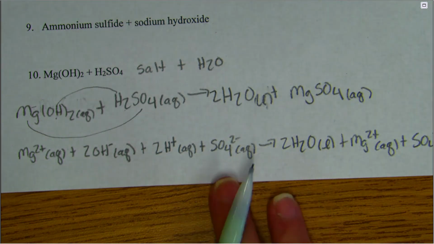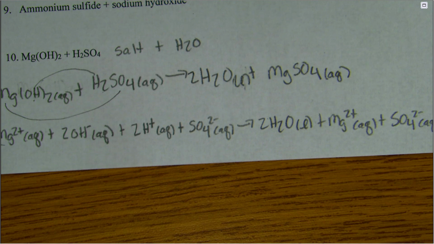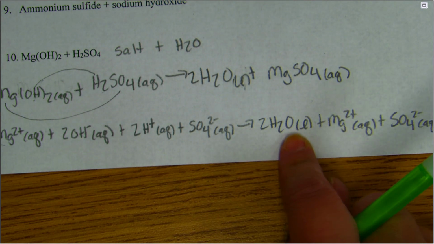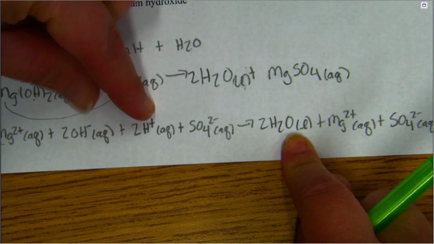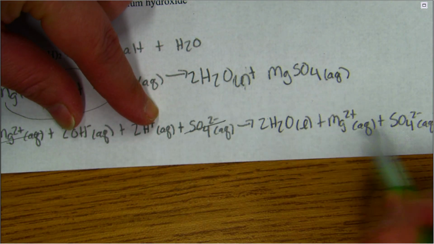Now I'm going to simply mark out what is not involved. Liquid water is what we are producing. That is made from the hydrogen and the hydroxide. So my spectator ions are magnesium and sulfate.